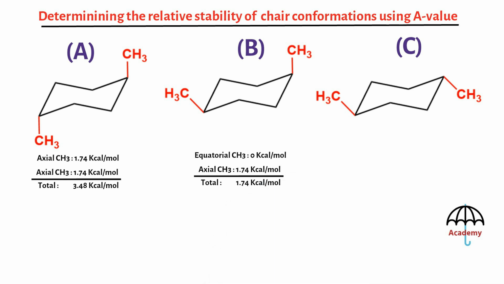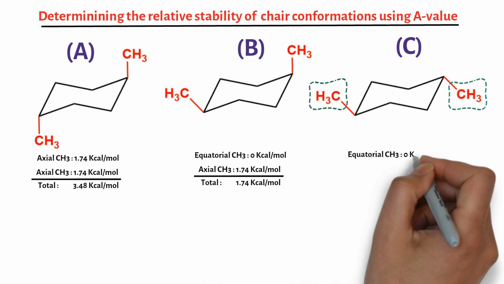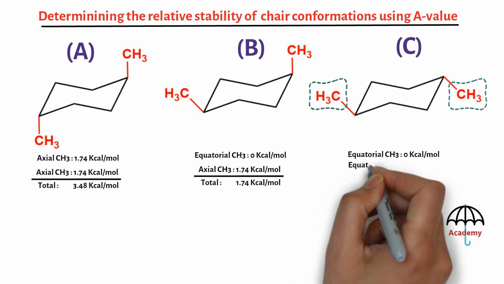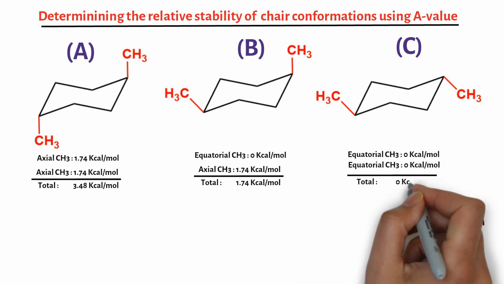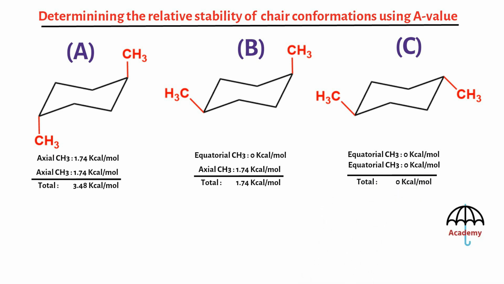In the conformer C, both methyl groups are equatorial and do not contribute any torsional strain. Thus, the net torsional strain in this conformer is 0. Thus, based on the total values, we can say that conformer C is more stable than conformer B, which is more stable than conformer A.